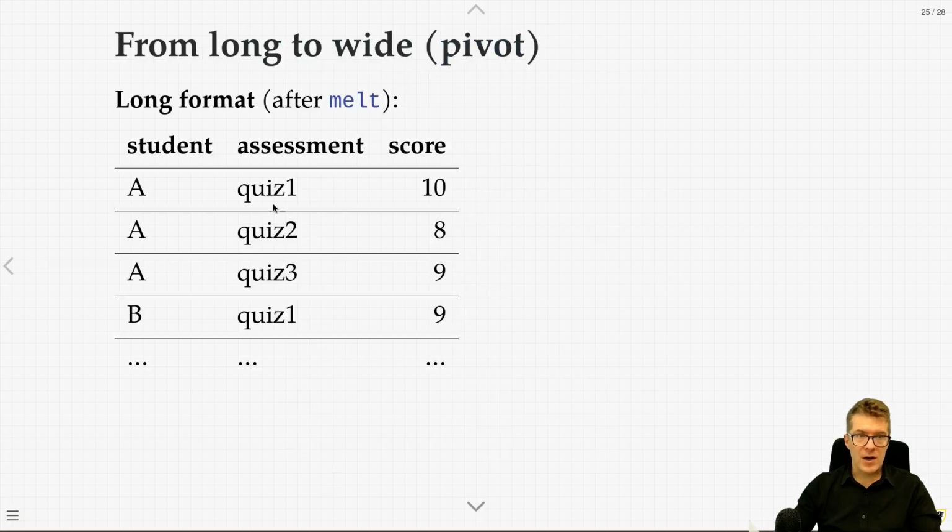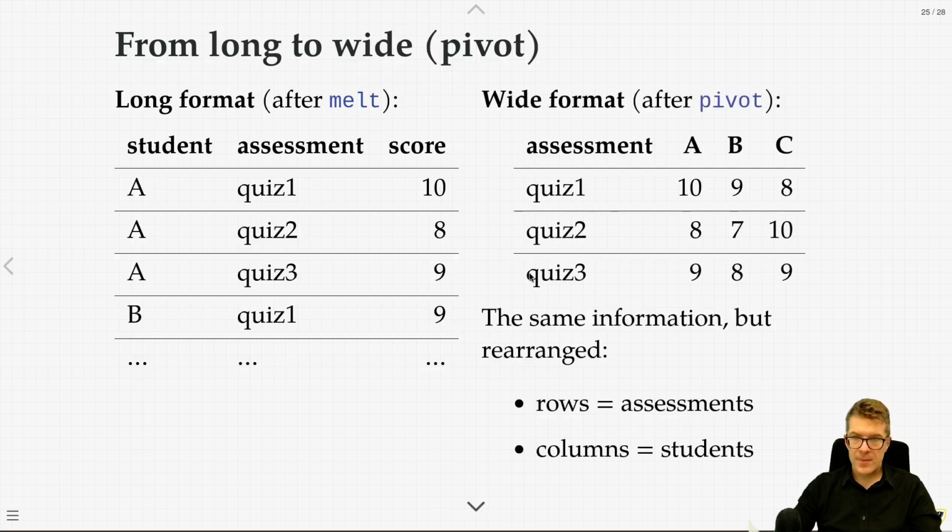So here's our long format after melt. We have our students, our assessments, our scores. We have our wide format after a pivot. We can pivot, and we get assessments versus the students. We have the same information. We're just rearranging things. In some sense it's rearranging the deck chairs, but not really, because now rows are assessments and columns are students. I'm still getting information at a glance, but here I'm getting more information at the quiz level. I can see across rows how performance changes over time.